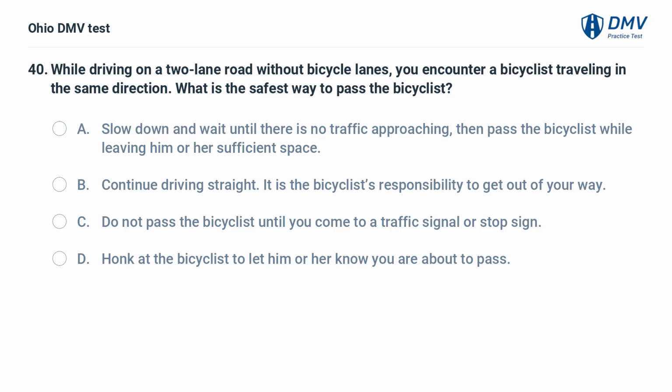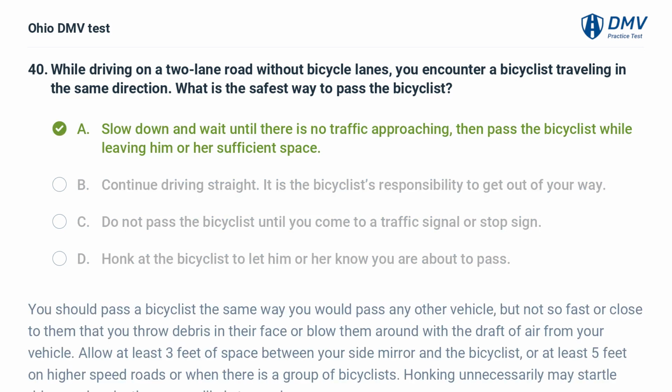While driving on a two-lane road without bicycle lanes, you encounter a bicyclist traveling in the same direction. What is the safest way to pass the bicyclist? A. Slow down and wait until there is no traffic approaching, then pass the bicyclist while leaving him or her sufficient space. B. Continue driving straight. It is the bicyclist's responsibility to get out of your way. C. Do not pass the bicyclist until you come to a traffic signal or stop sign. D. Honk at the bicyclist to let him or her know you are about to pass.